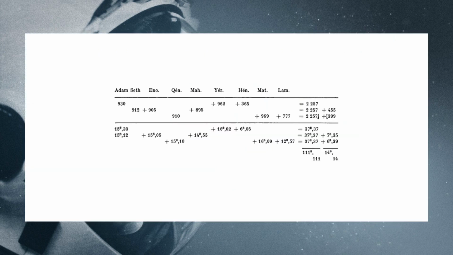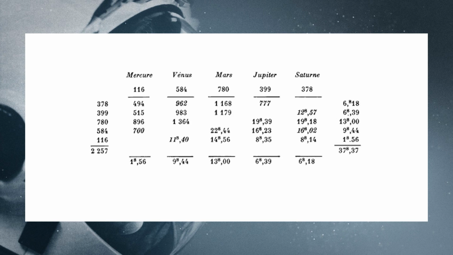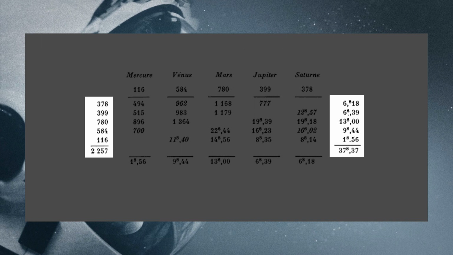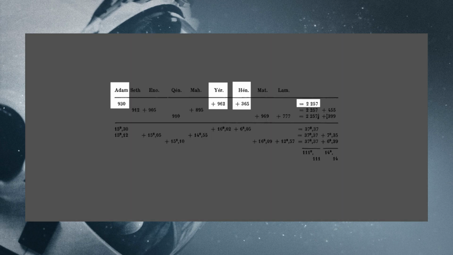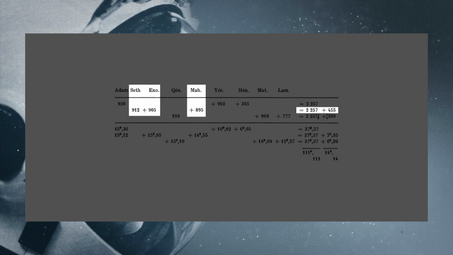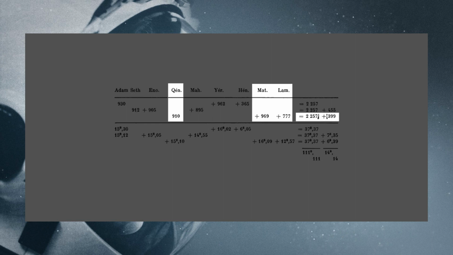Now we're going to work our way down to this chart here, and the total of all the synodic periods together is 2,257. And it just so happens that Adam, Jared, and Enoch added together give you 2,257. Seth, Enosh, and Mahalalel added together is all the synodic periods plus 455. Remember, I told you to take note of that number above. And Kenan, Methuselah, and Lamech together give you all the synodic periods plus an additional Jupiter, which is 399.